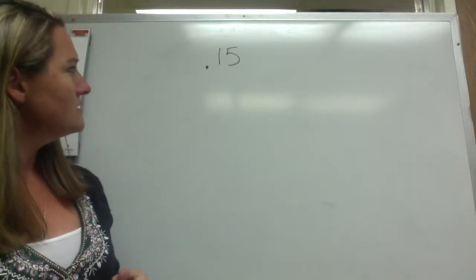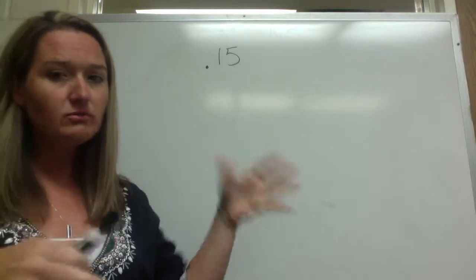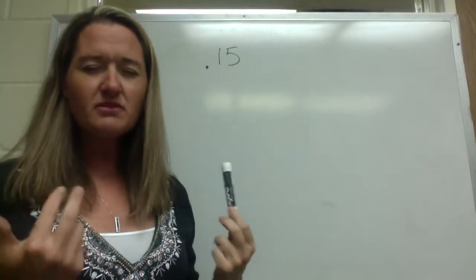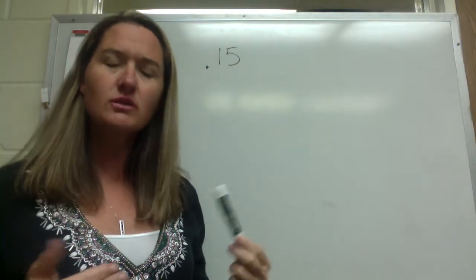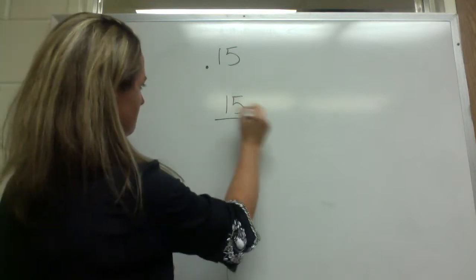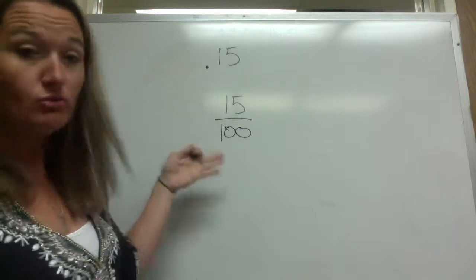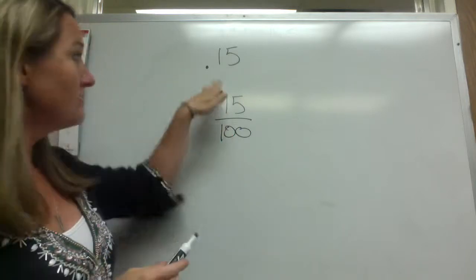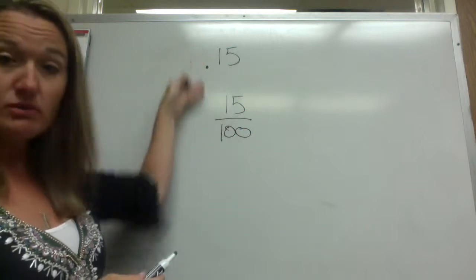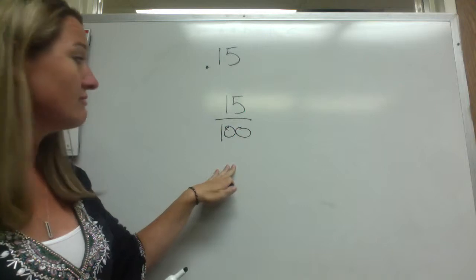So 15 hundredths. Remember, this is out of 100, so out of 100, we got 15. Just think about that. What would that be as a fraction? 15 hundredths. Don't we read them exactly the same? 15 hundredths, 15 hundredths. They represent the same amount. This is just written as a decimal, and this is just written as a fraction.